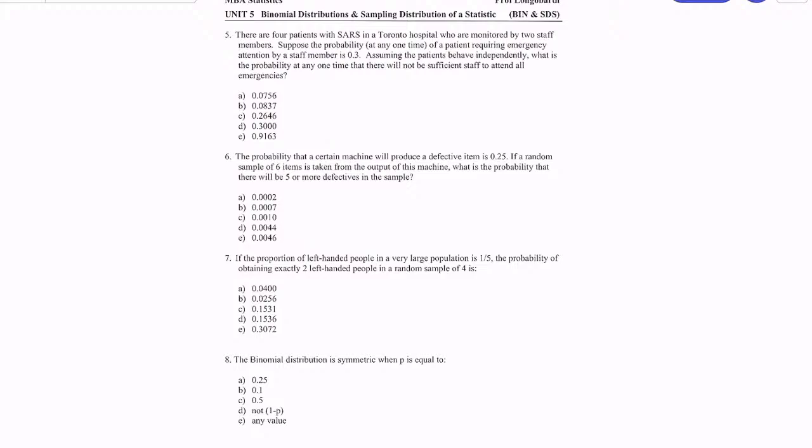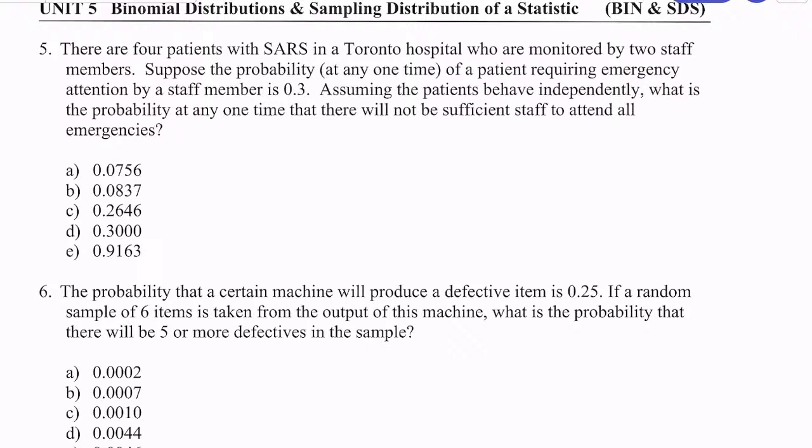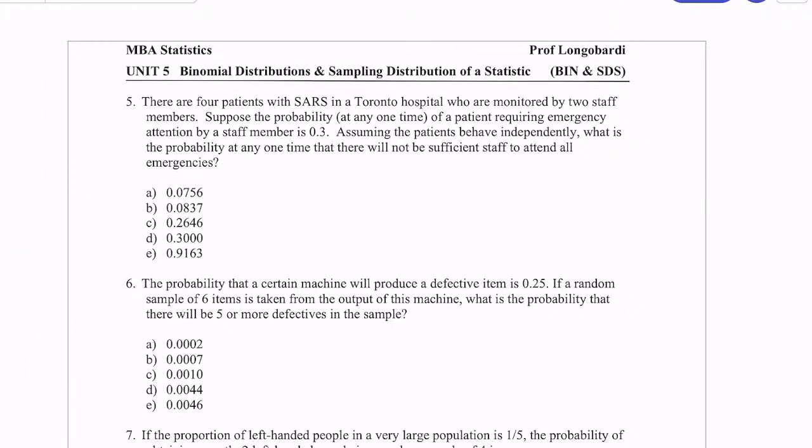So let's do the last one I want to do together, and this is about SARS. What a coincidence. And then I'm going to leave you to finish these. The answers are all here. Also, the homework for binomial in Moodle, I have placed, and let me show you.